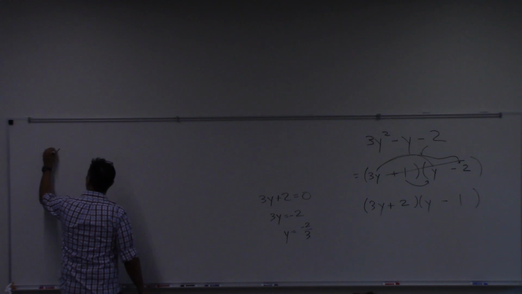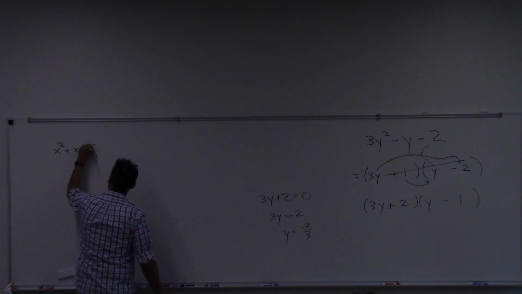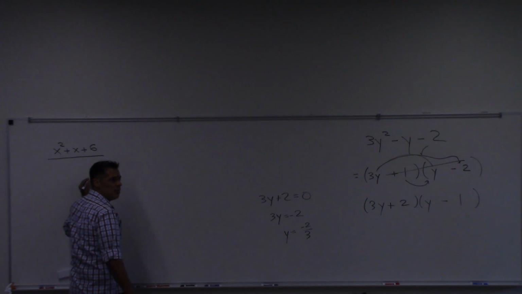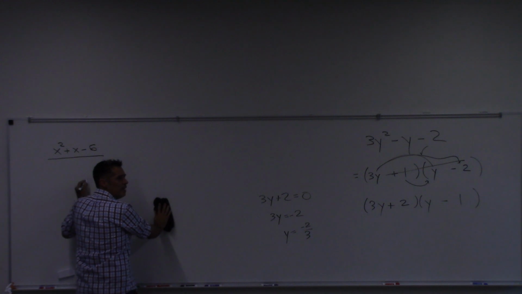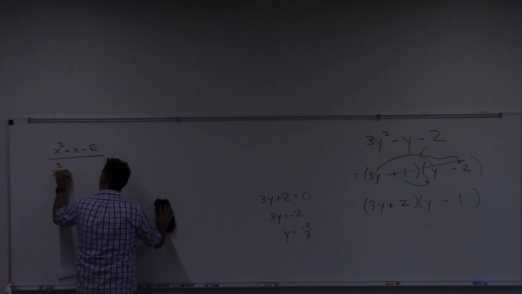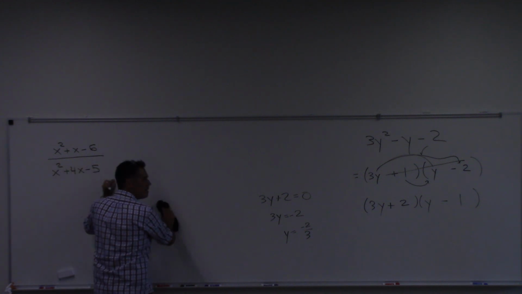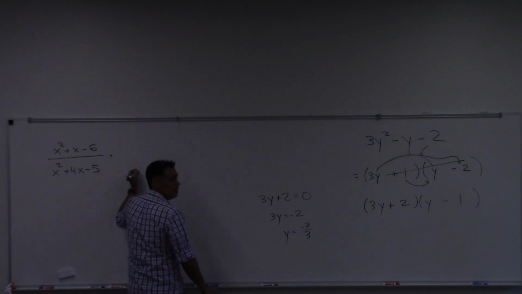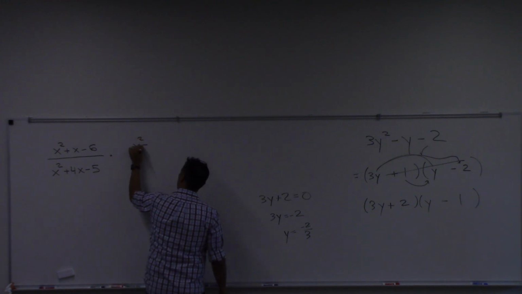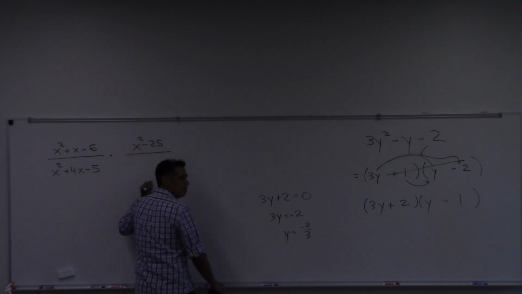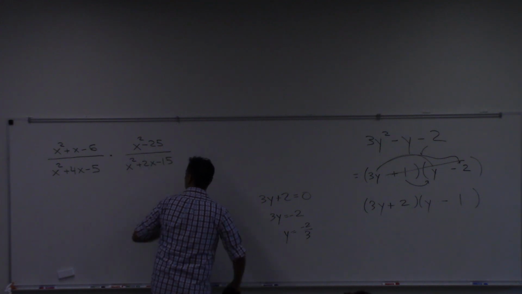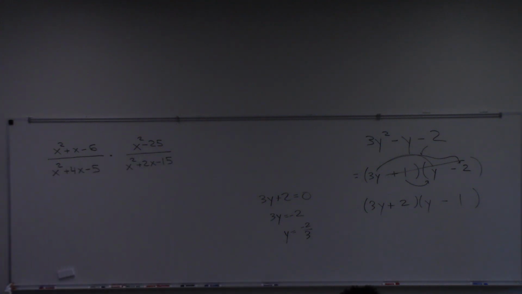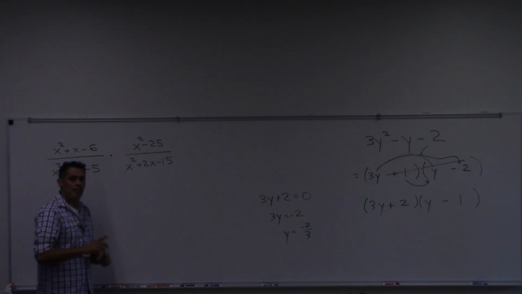So x squared plus x plus 6 over x minus 6, thank you. Then we have x squared plus 4x minus 5 times x squared minus 25 over x squared plus 2x minus 15. So we're going to do this problem.